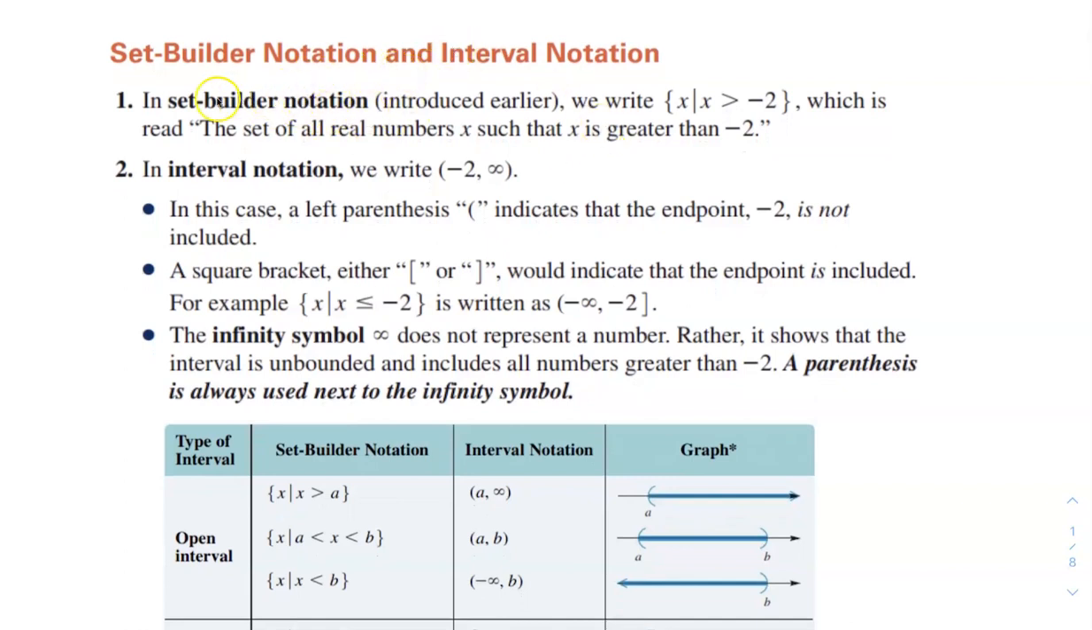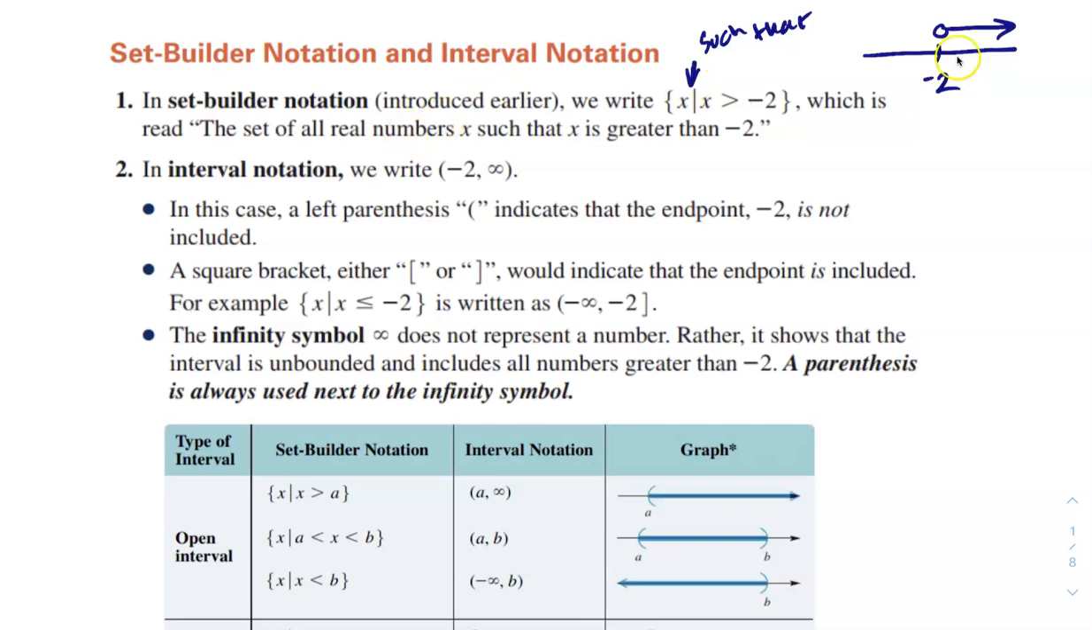Set builder, we saw this earlier, is this notation right there. All this means is x, the line here is such that x is greater than -2. So it's all the x values where x is greater than -2. If you want to write that in interval notation, I would like to draw a number line for that. So we're saying that at -2, we want all the numbers bigger than that.